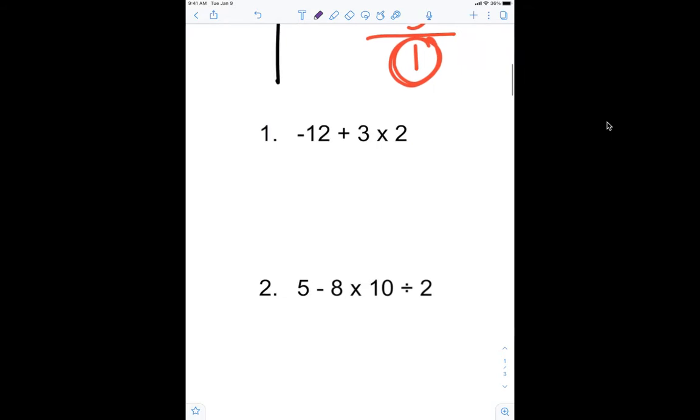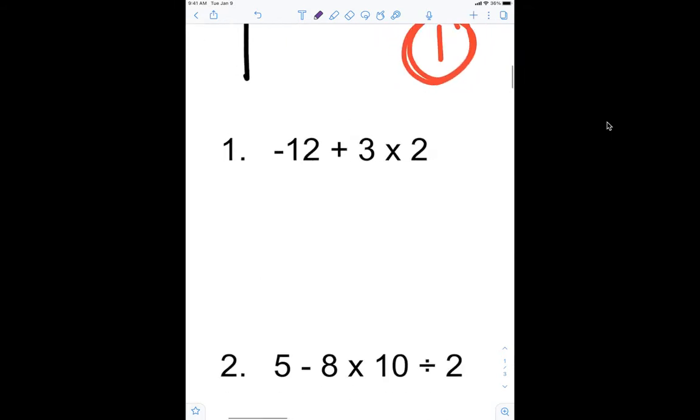Okay, so number one, I've got negative 12 plus 3 times 2. So I've got addition in this and I've got multiplying in this. Well, I know GMDAS, multiplication is going to come before addition. So I'm going to underline this. This is going to go first. 3 times 2 is 6. And I'm going to rewrite my problem, negative 12 plus 6.